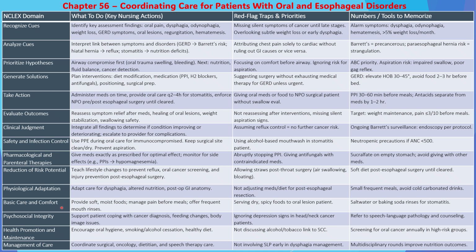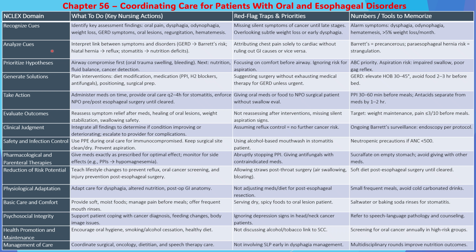So analyze the cues. We have to interpret the link between symptoms and disorders like GERD, Barrett risk, the hernia, reflux, stomatitis, to nutrition deficits. The red flag is attributing chest pain to cardiac causes without ruling out GI causes, or vice versa. To remember, Barrett is precancerous, and paraesophageal hernia risk is strangulation.